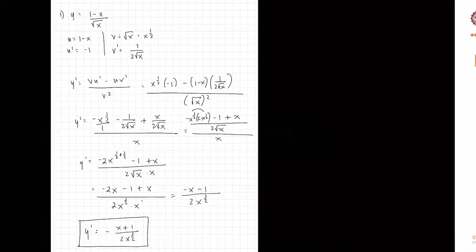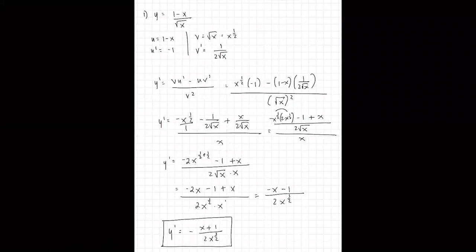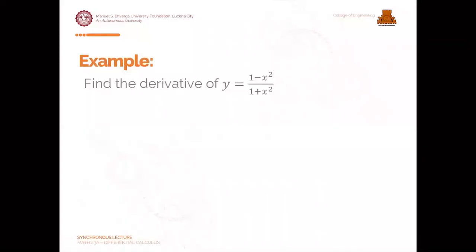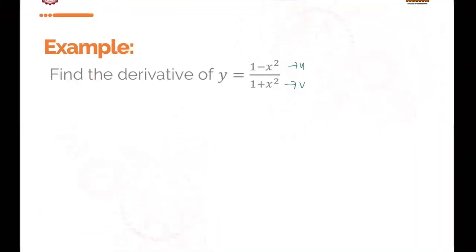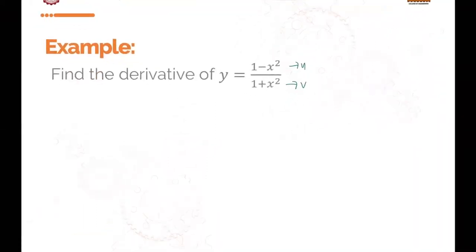Okay? So, let's have an example na mix na yung solution, no? Okay? So, meron tayo dito, find the derivative of 1 minus x squared over 1 plus x squared. So, parang halos same nung last example, no? So, gawin natin, si numerator gawin nating u, si denominator gawin nating v. Okay? So, u is equals to 1 minus x squared. Tapos si v natin is equals to 1 plus x squared.